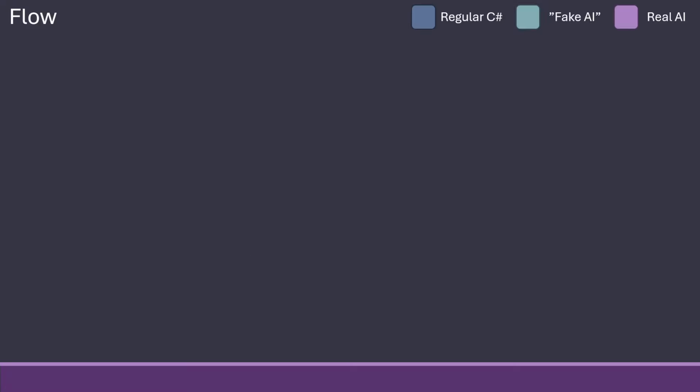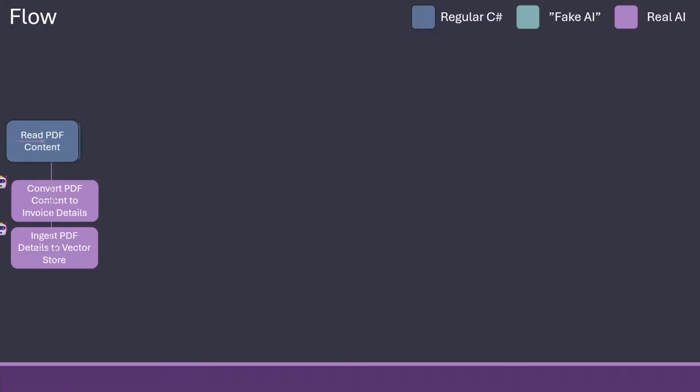But the flow of this, which I put in as regular C#, has some fake AI. I will get back to what fake AI is, and some real AI in this. So the first thing that happens in terms of flow is we upload and read the bank file. That is just regular C# processing a file with a structured format.